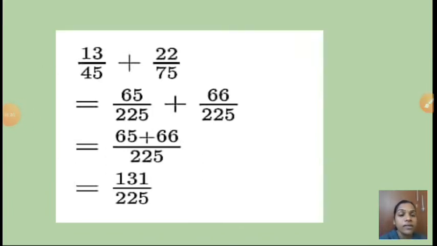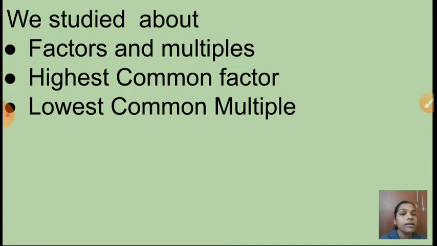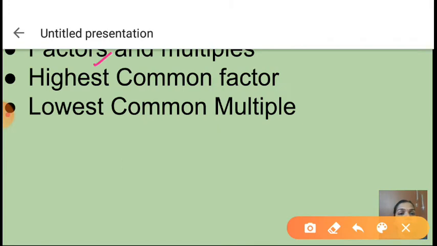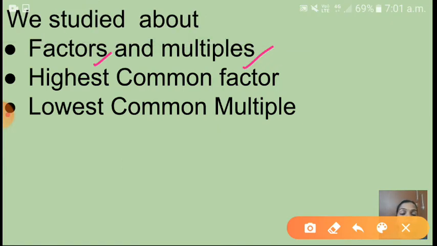Children, I have completed this chapter. Okay. So once again I will say here children, in this lesson we studied about what? Factors and multiples. What is meant by factors and multiples. And the next one is HCF, that means highest common factor, and LCM, that means lowest common multiple we studied, and how we have to find that HCF and LCM, that also we discussed, isn't it children?